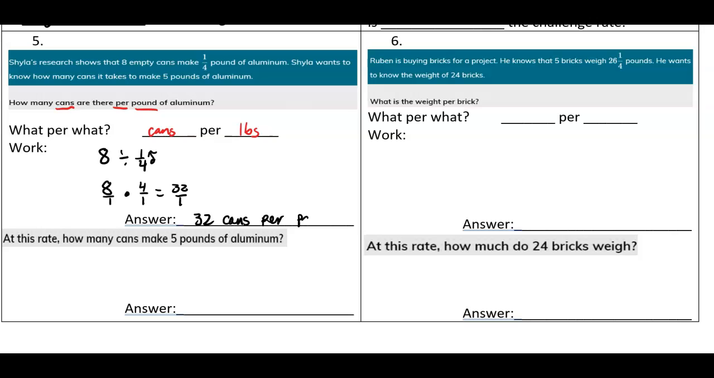per pound. And then if we know it's 32 cans per 1 pound, to make 5 pounds, we'll just take 32 and multiply it by 5. So our answer is 160 cans. 160 cans make 5 pounds of aluminum. Pause the video, do number 6.